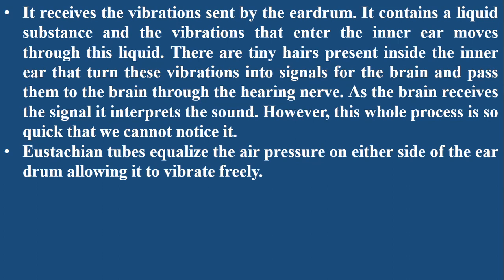Students, if we talk about the cochlea, it contains a liquid substance and the vibrations that enter the inner ear move through this liquid. There are tiny hairs present inside the inner ear that turn these vibrations into signals for the brain and pass them to the brain through the hearing nerves. As the brain receives the signal, it interprets the sound. However, this whole process is so quick that we cannot notice it. Now, the eustachian tubes equalize the air pressure on either side of the eardrum, allowing it to vibrate freely.